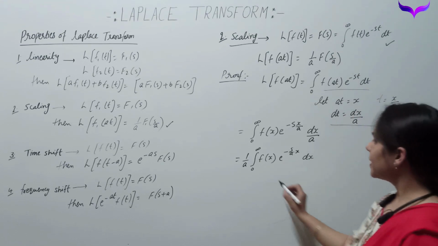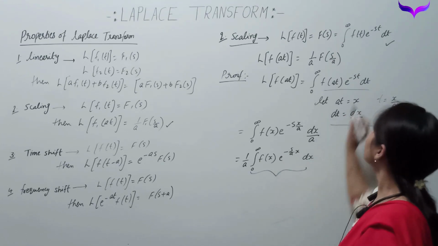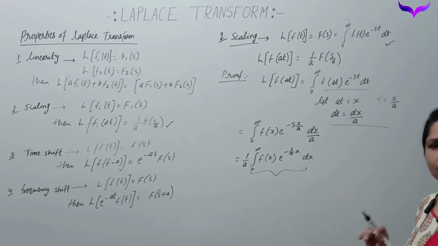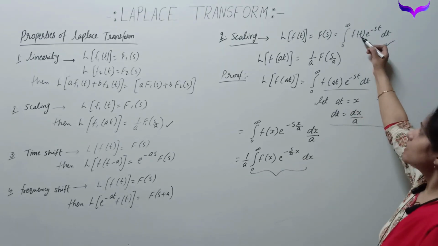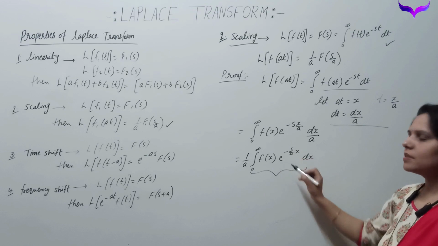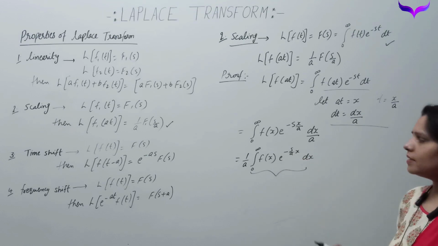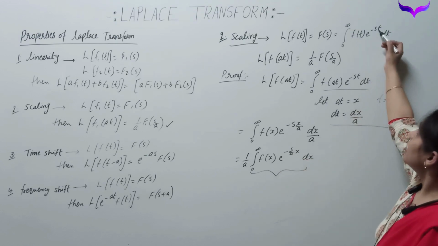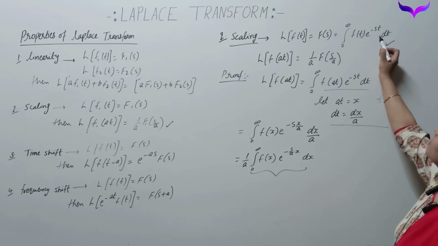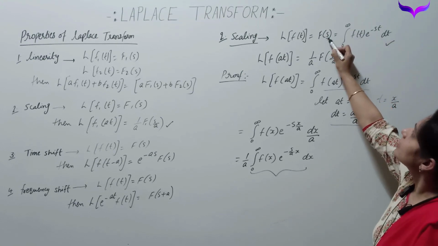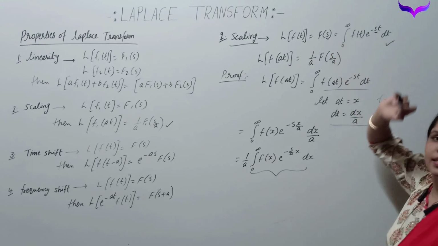Now compare it with the basic definition. This expression is in terms of t and this expression is in terms of x, but it doesn't matter. See the expression of t here, this is s and we are writing it F(s). This s is the same as this s.